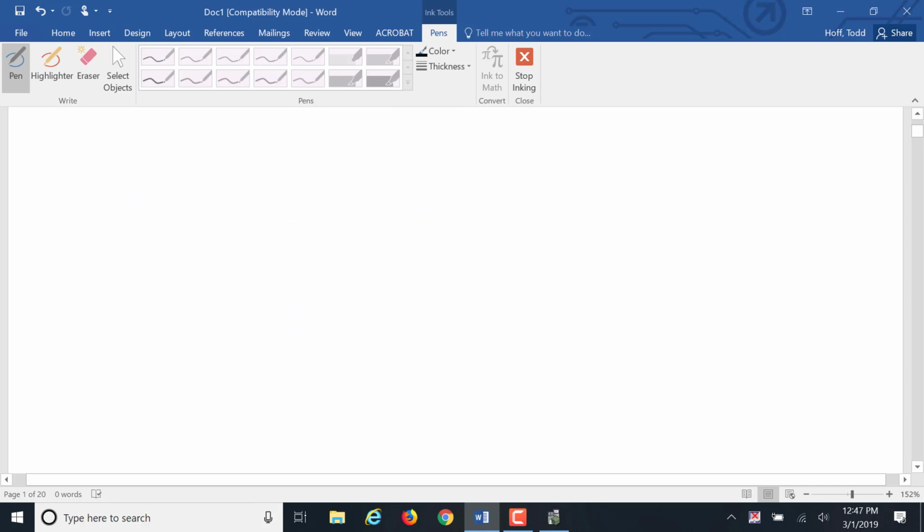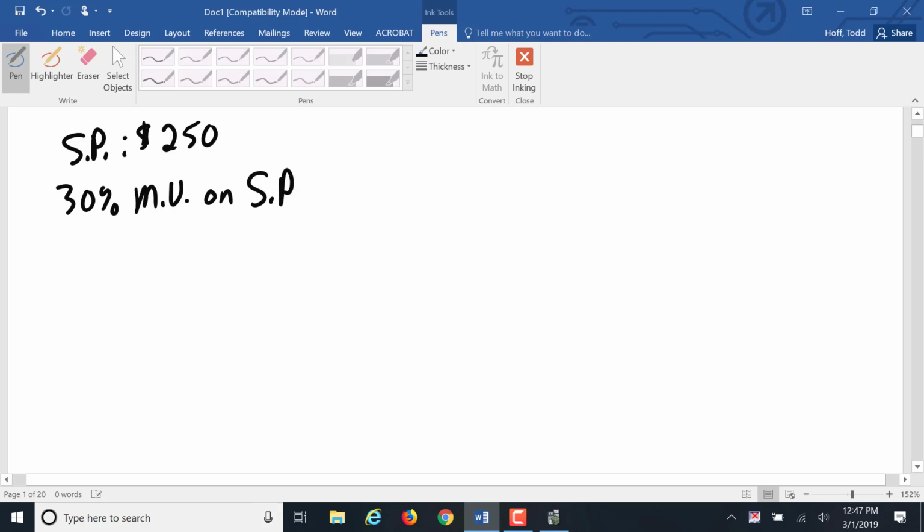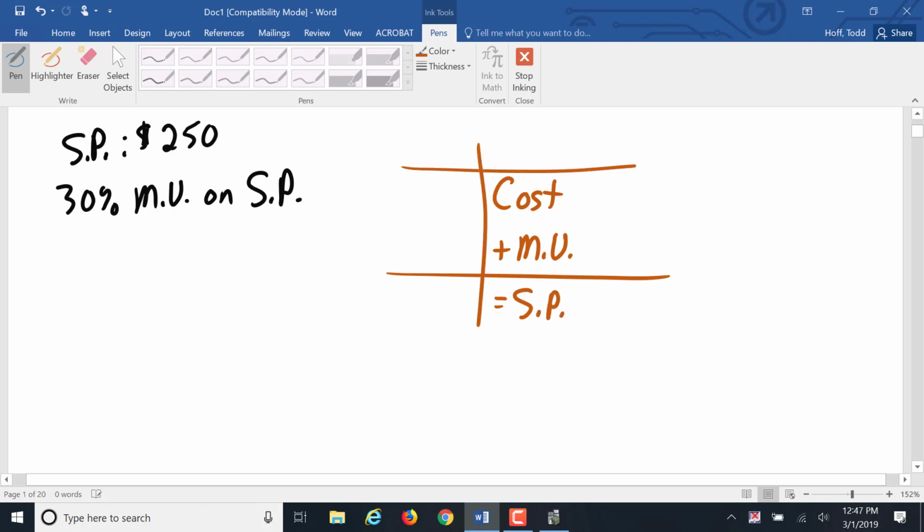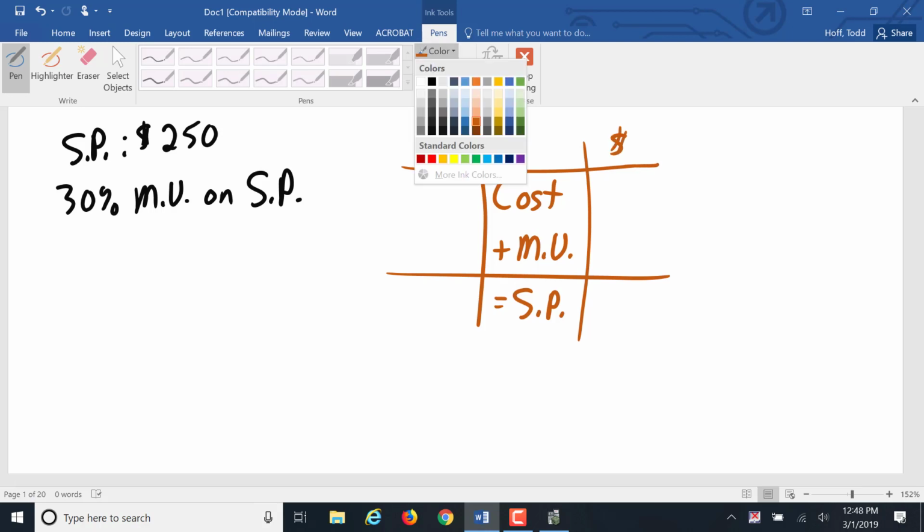So if we have a selling price, again, I'm just going to abbreviate selling price as SP, of $250, and we are given a 30% markup on selling price. So it looks like, again, we only have two pieces of information, but we actually do have three. So let's look at our table here. It's going to stay exactly the same to begin with. Cost plus markup equals the selling price. And just like before, we're going to have percents on the left side and dollars on the right side.